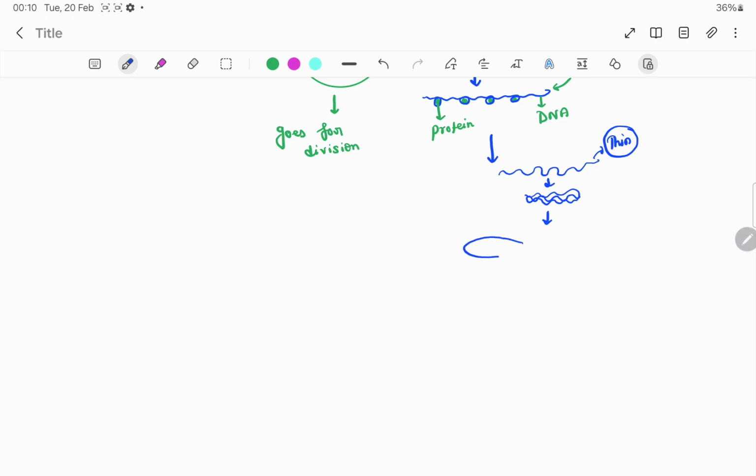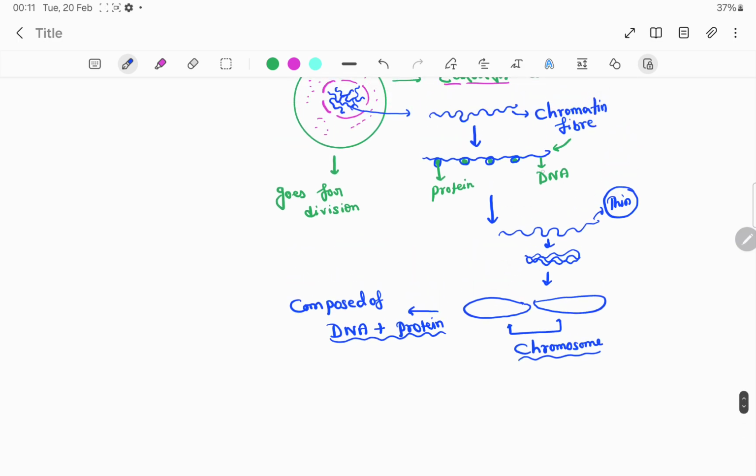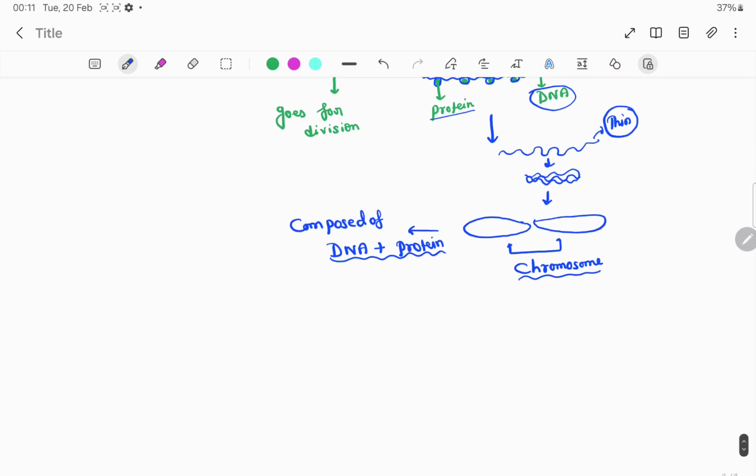It looks like this, the thickened structure that will be formed. This is actually called chromosome. Clear? So this chromosome is composed of DNA plus protein. As we have seen, DNA and protein. So this chromosome is made up of DNA and protein.